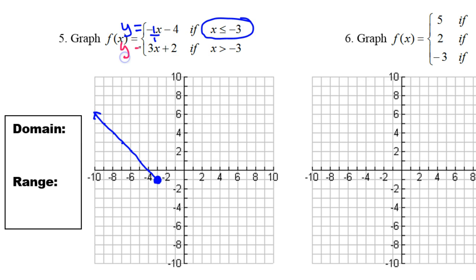All right, now I'm going to graph the bottom piece, y equals 3x plus 2. So that plus 2 is my y-intercept, and that 3 is my slope, so up 3, right 1. So that's going to look like this. Going to the left, I'd be going down 3, left 1.